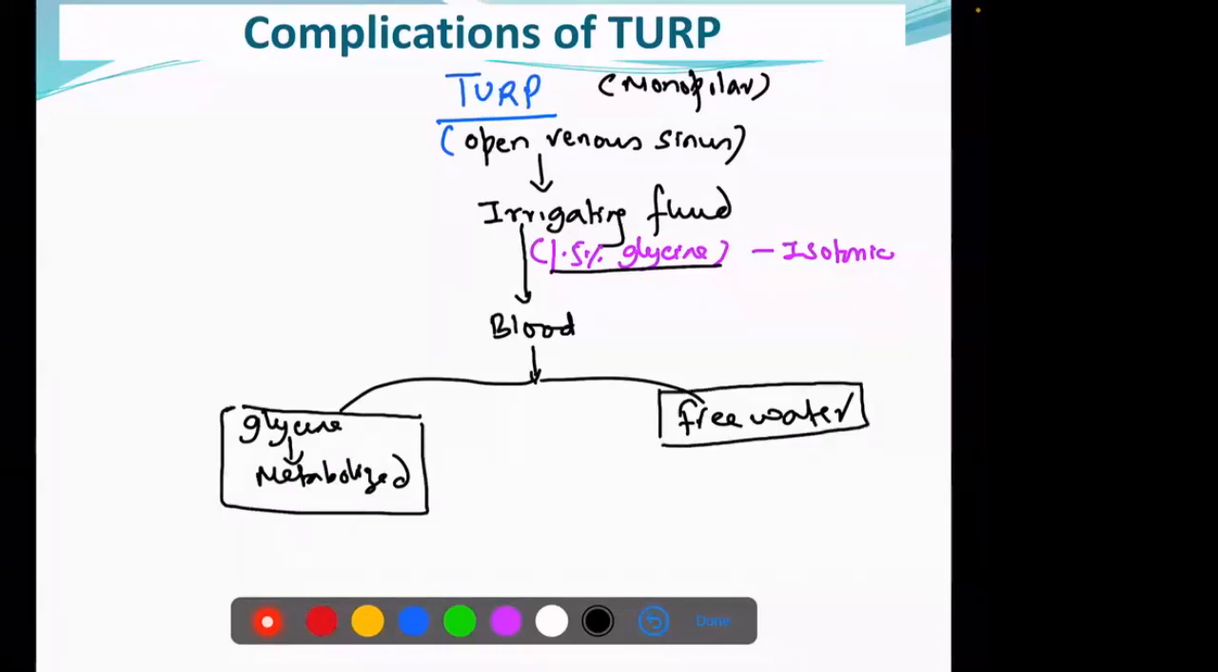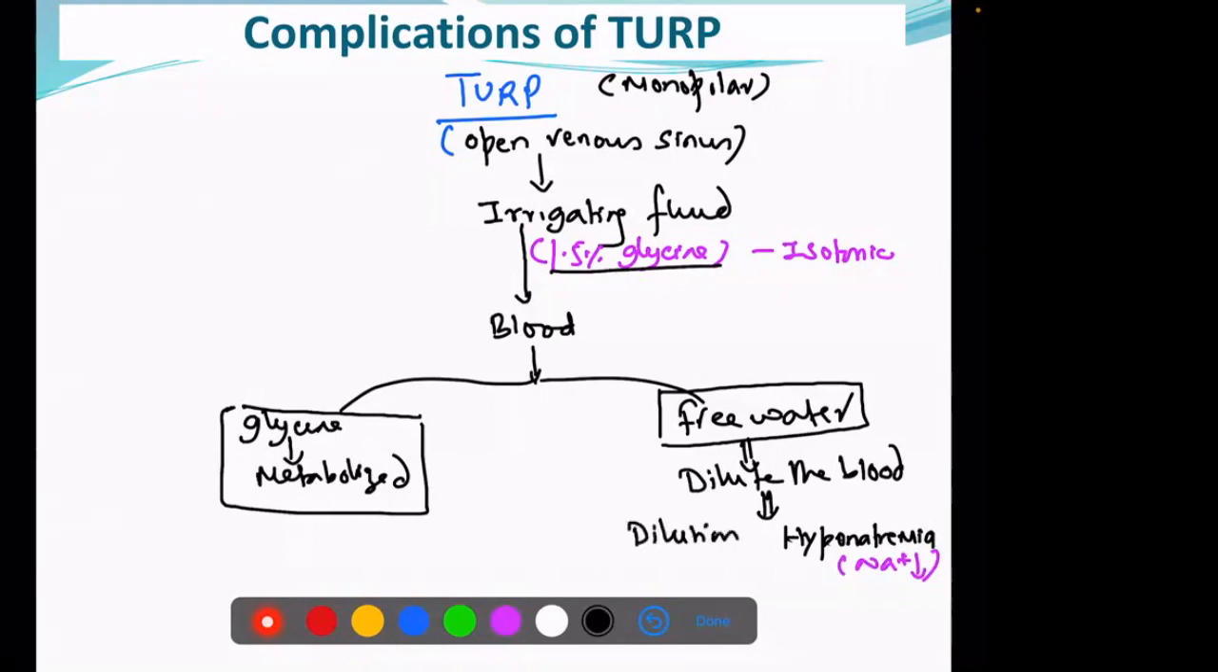And you know, free water means what does it do? It will dilute the blood. And once it dilutes the blood, it causes hyponatremia. That is, the sodium level will fall down. As it is caused by dilution of blood, we say dilutional hyponatremia. In short, we can say water intoxication. What about the glycine? The glycine is metabolized and it forms ammonia.